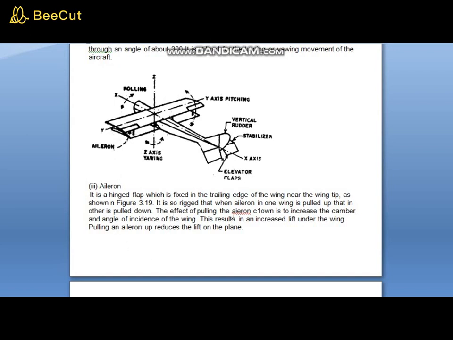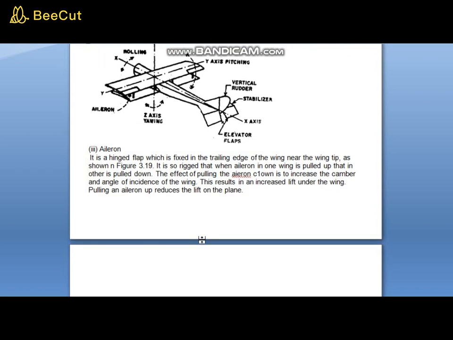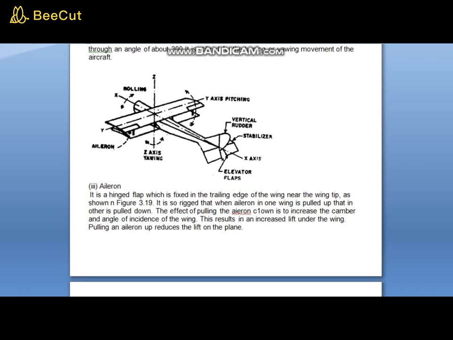It is so rigged that when the aileron in one wing is pulled up, that in the other is pulled down. The effect of pulling an aileron down on its own is to increase the camber and angle of incidence of the wing. This results in increased lift under the wing. Pulling an aileron up reduces the lift on the plane. If it is getting more lift, what do we need to do?